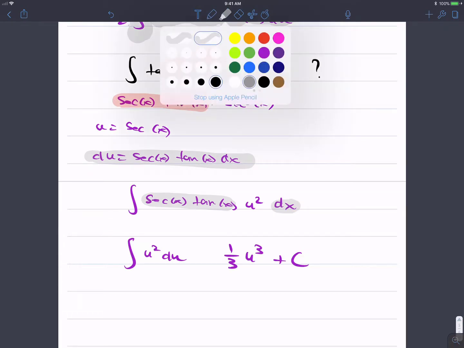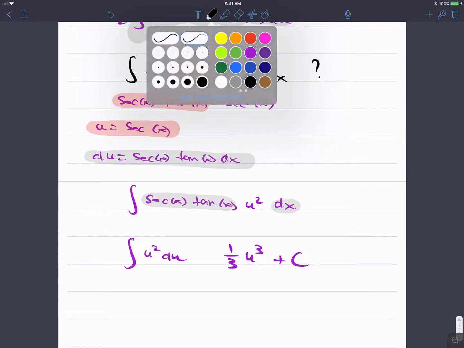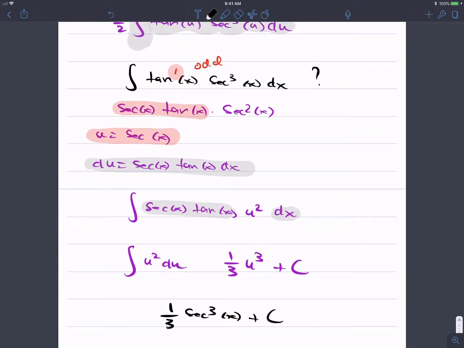Now don't forget, u is secant. So the final answer here is going to be 1/3 secant cubed x plus c. Now that's what we're going to use here, I should say. This is the integral we asked. What is this?